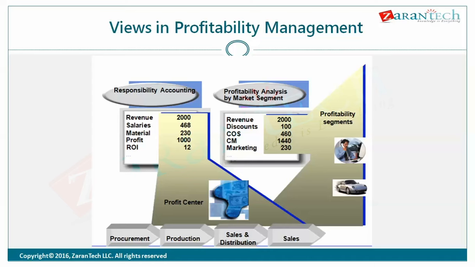Taking an example, let's say your company is in two different products. In those two different products you have revenues, then you pay salary, you have raw material, then you have profit, and then you have return on investment. So now the business will see your return on investment for this product is 12%, but for the other product X it is 18%. So it is better.